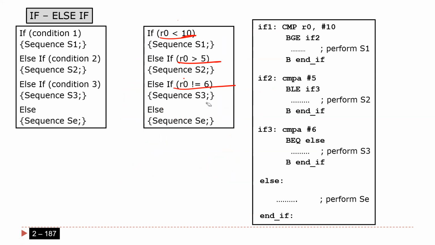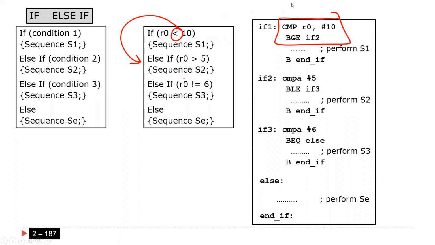Again, how can we do the same thing using assembly? Just look at how I made it, guys. Here, I'm going to compare R0 to 10. I'm just mapping whatever I did here. So I'm going to compare R0 to 10. If this condition is false, what should I do? I have to come here to check the second condition. That's exactly what I did.